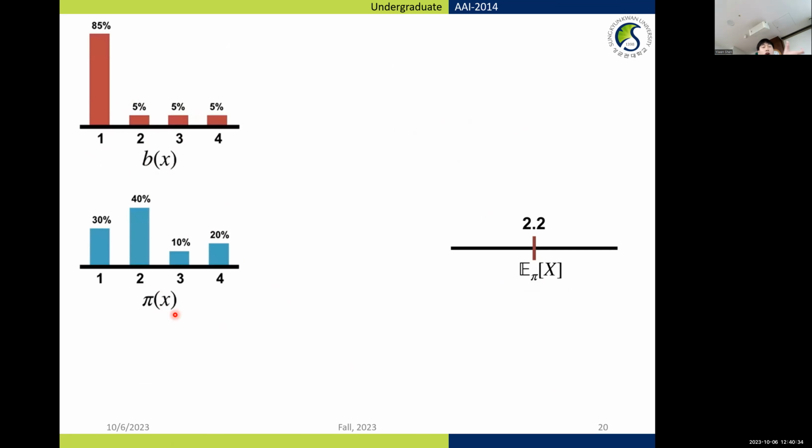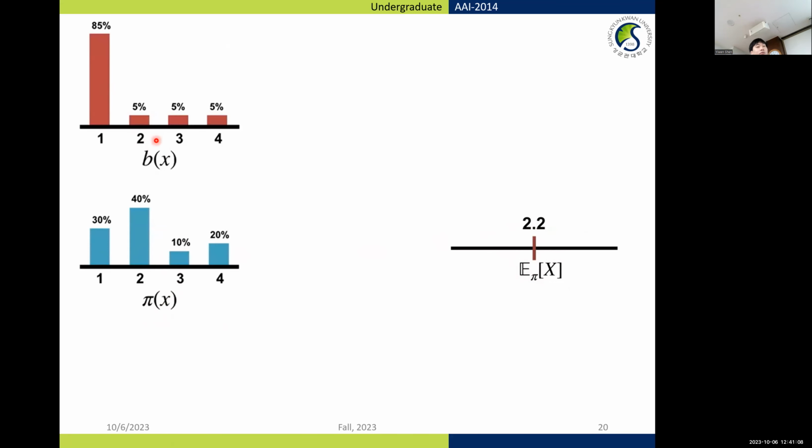Our goal is to evaluate the expectation of pi x. We don't know pi x itself, even though it's shown here. What we can do is give an input and get some output; we don't know the distribution itself. The actual expectation is 2.2, shown here. This is the goal we want to get close to.